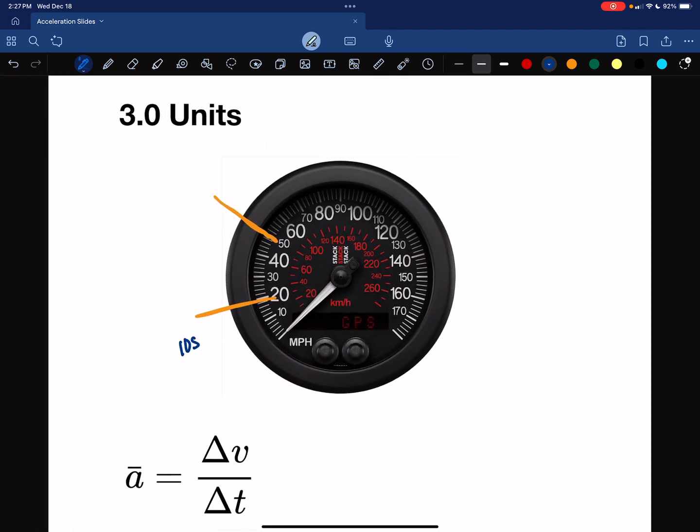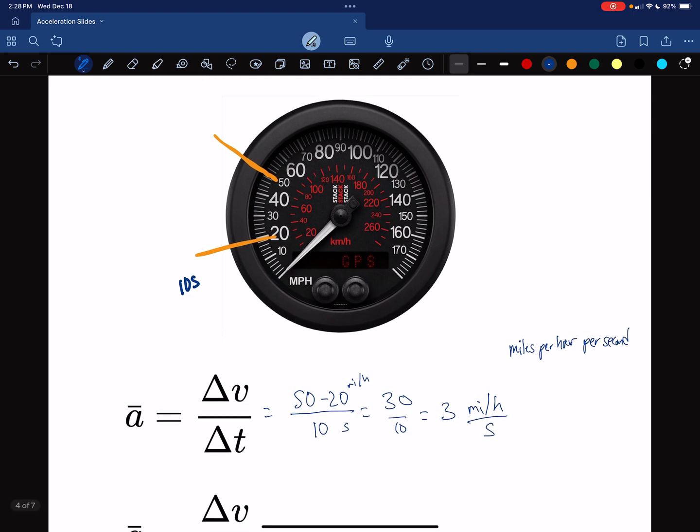Well, their change in velocity would be 50 minus 20, and we said it happened over 10 seconds. So that would be 30 over 10, or 3. 3 what? Well, on the top we had miles per hour, and on the bottom we had seconds. So the units would be 3 miles per hour per second. Miles per hour per second. 3 miles per hour per second.